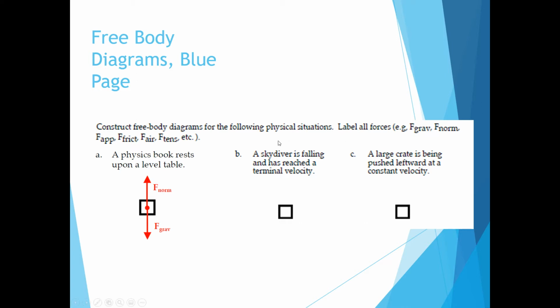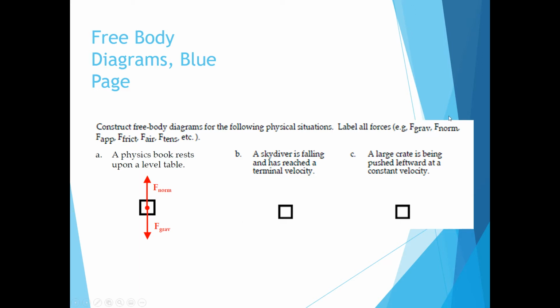The next one has a skydiver is falling and has reached a terminal velocity. So you don't know this yet, but a terminal velocity is a constant velocity. So it means that it's now traveling through the air at a constant rate.